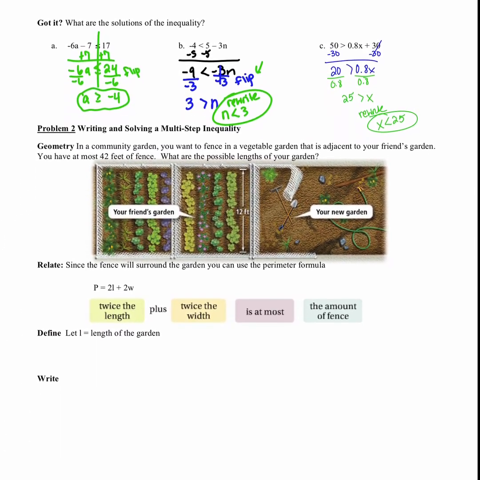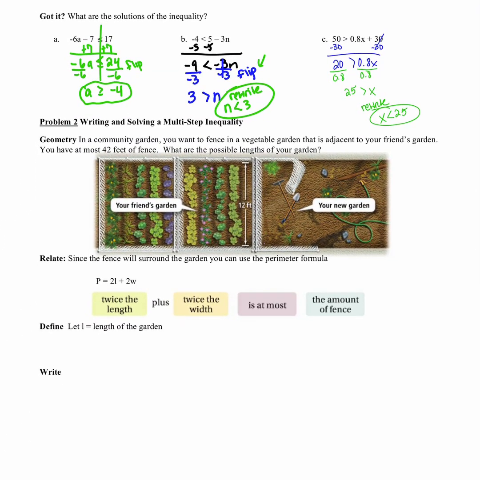Okay, so trying some more word problems here. In a community garden, you want to fence in a vegetable garden that's adjacent, so next to, your friend's garden. You have at most 42 feet of fence. What are the possible lengths of your garden? So here looks like the width, here is the length.